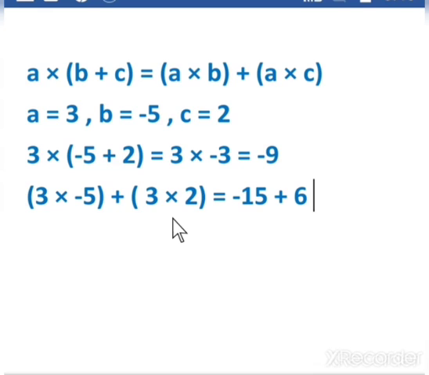And look here, both numbers have different signs, so we are going to subtract these numbers. If we subtract, the answer will be 9, and 15 has the greater number's sign, so the answer should be negative, so the answer is minus 9, and both left hand side and right hand side are equal. And the distributive property of multiplication over addition is satisfied.